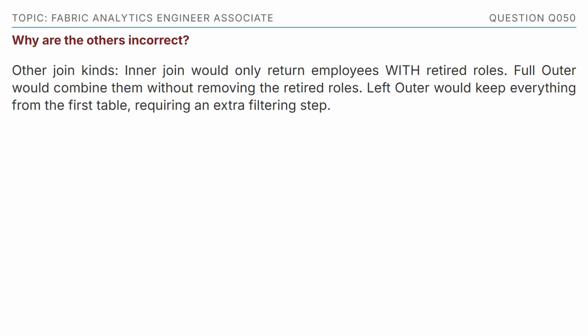Why are the other answers incorrect? Because other join kinds: inner join would only return employees with retired roles. Full outer would combine them without removing the retired roles. Left outer would keep everything from the first table, requiring an extra filtering step.